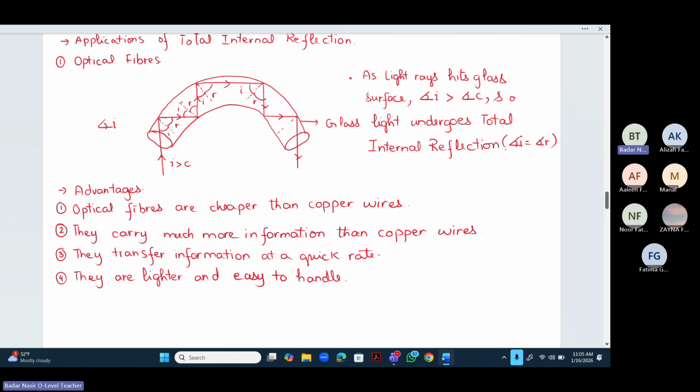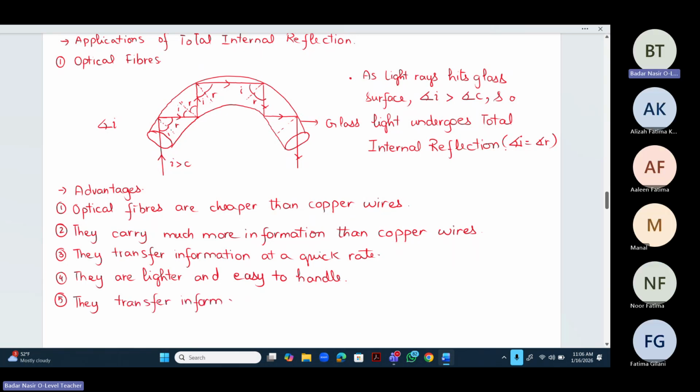So such quick information is able to be transferred. Okay. And they transfer the information without any interference. So basically the copper wires have a lot of interferences and resistances, because of which the losses are extremely high.